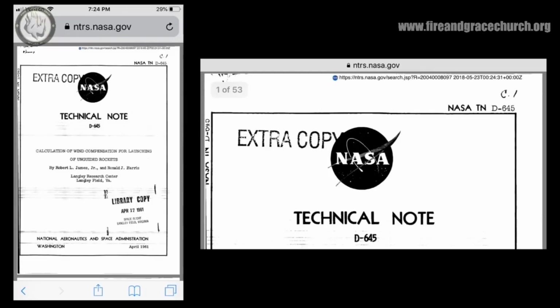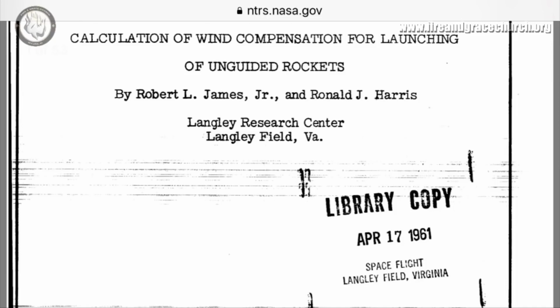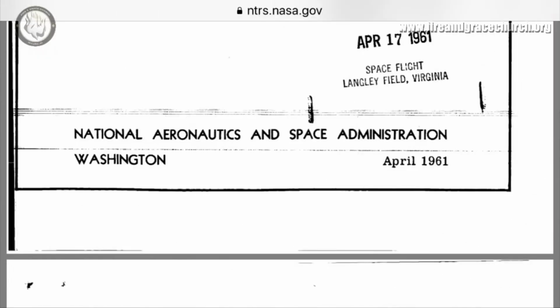Yeah. I just wanted you to see MIT and other doctoral candidates and PhDs saying it's flat and it's not moving. Calculation of wind compensation for launching unguided rockets. So we're talking about rockets, by Robert L. James Jr. and Ronald J. Harris, Langley Research Center, Langley, Virginia, Langley Field. I would say pretty important stuff, right? But who reads this stuff? Who stays up all night and all day reading this stuff? I do.